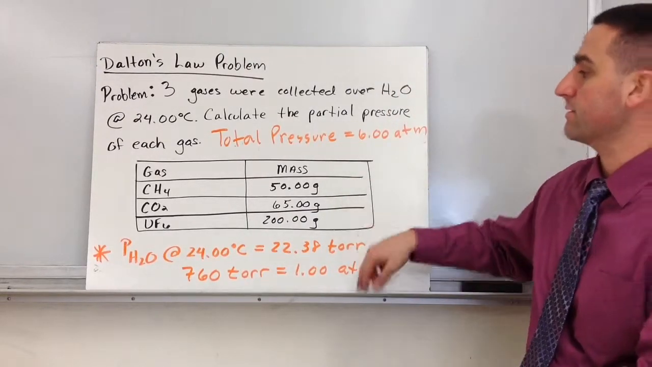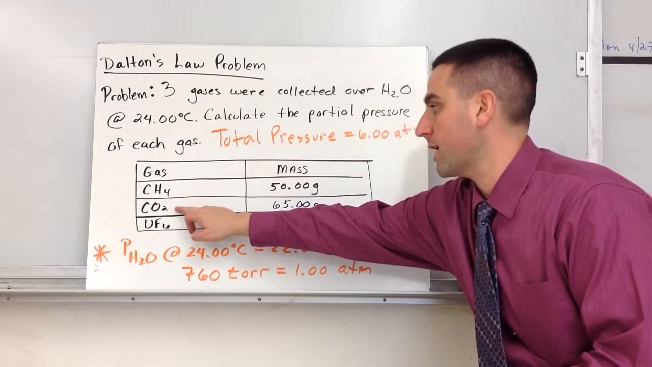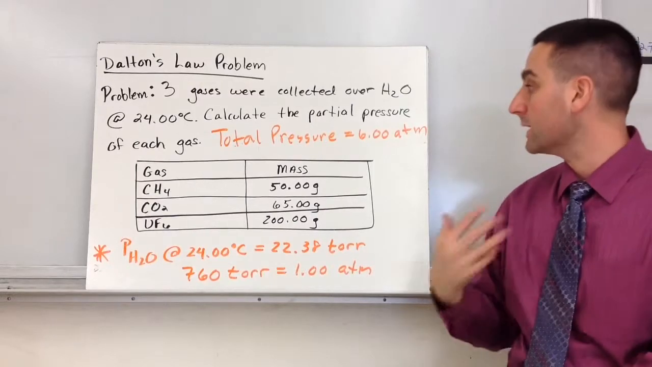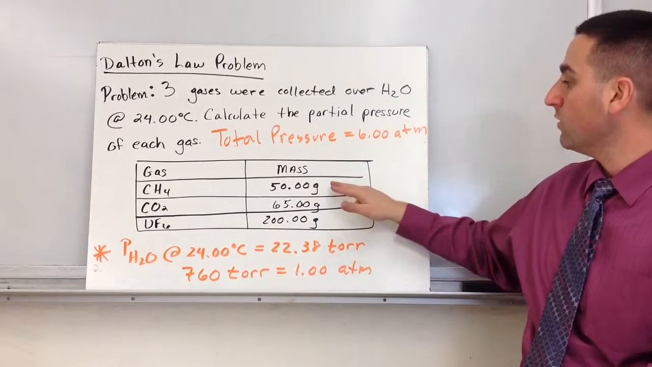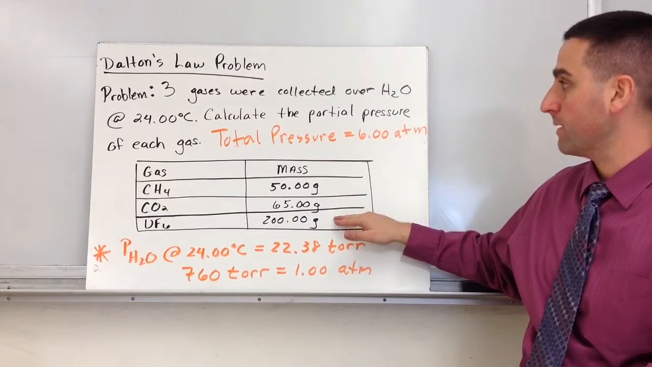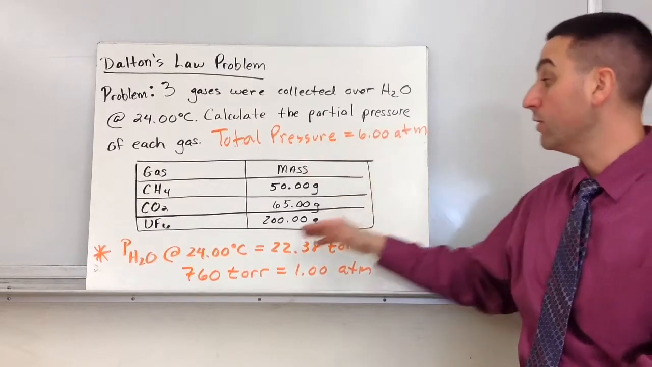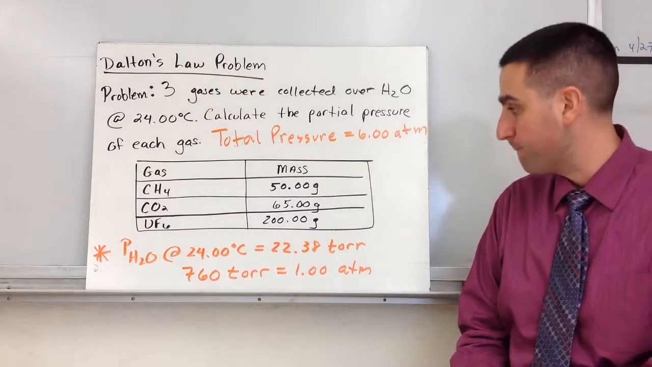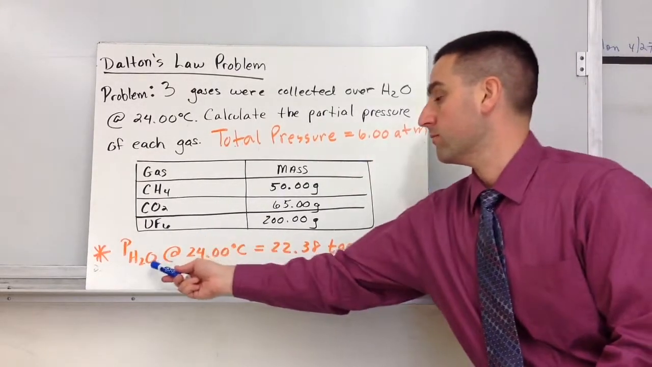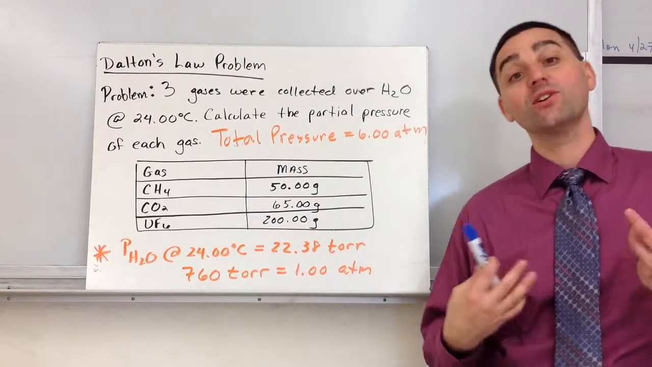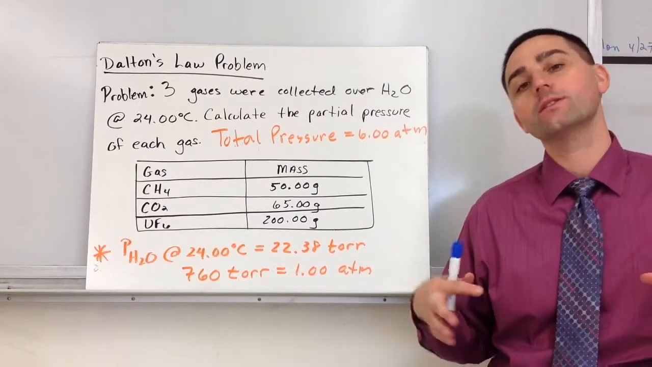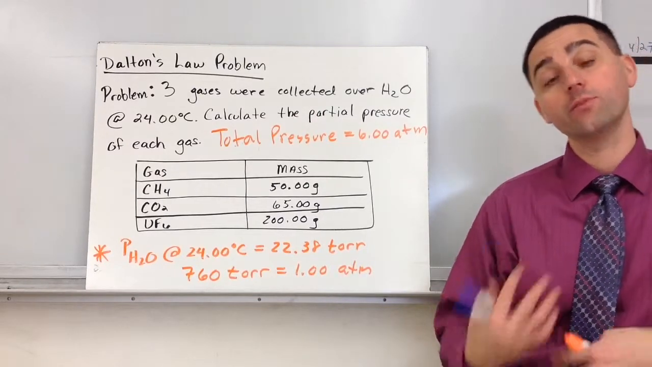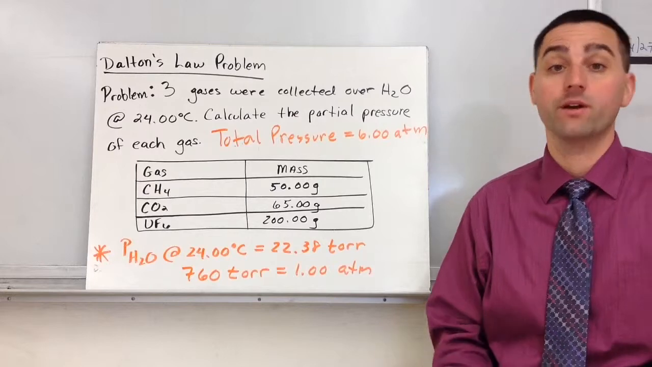So there's three gases: methane, carbon dioxide, and uranium hexafluoride. Those three gases are collected over water, and we know the mass of each one of these gases. The total pressure, including the water vapor, is 6 atms. Now, since these three gases are collected over water, some of that water is going to vaporize from a liquid to a gas and exert a pressure, and it's dependent upon the temperature of that mixture.